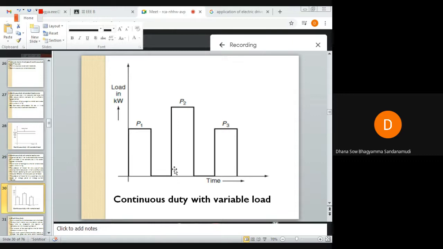Since the thermal calculation is difficult, that's why if we want to select a motor for such loads which are continuous but which vary many a times, the motors are selected based on the calculation of average power and average current.